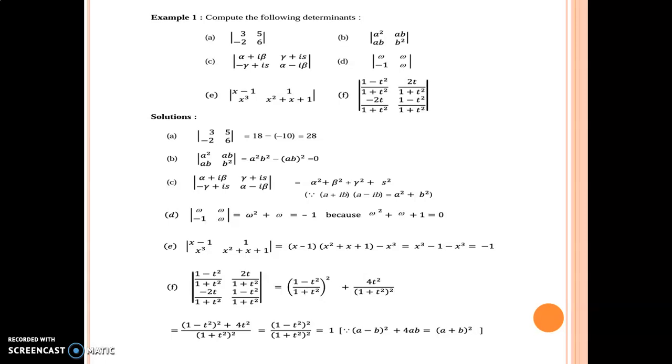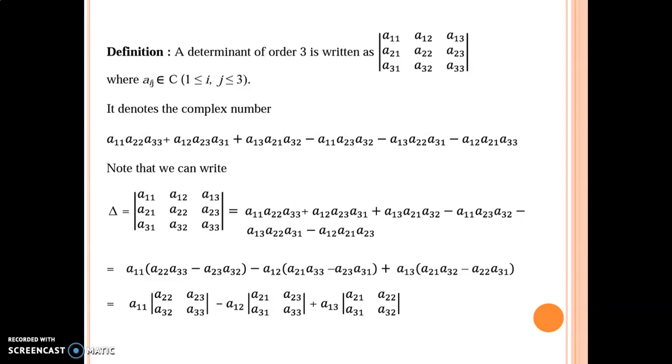So let's try a question based on this. We'll take example number 1, A part. Here the value of A is given as 3, B is 5, C is -2 and D is 6. So for solving the value of the determinant, we'll multiply A and D, which gives us 3 into 6 is 18. Next, we'll have C and B, that is 5 and -2. The product will result in -10. Subtracting these two values, 18 minus of -10, that is 18 plus 10, our result is 28.